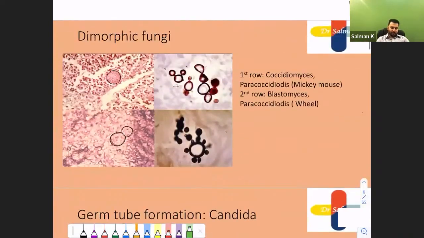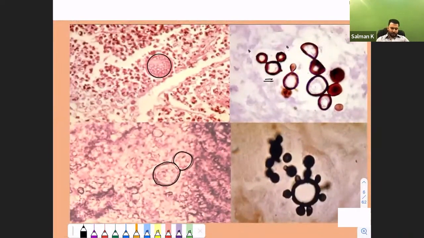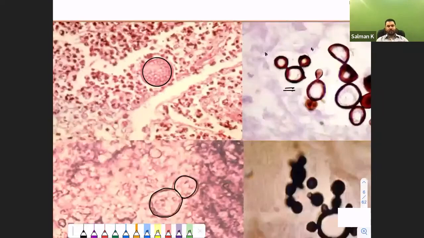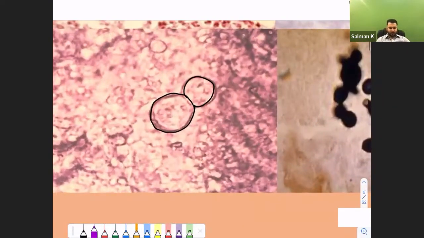Just see here, this is how you're going to identify them. This is the spherule filled with endospores seen in coccidioidomycosis. Try to remember it like that: coccidioidomycosis, spherule filled with endospores. Spherule means something round filled with spores. Okay. Next one, this is the one known as broad-based bud. Routinely, the budding should look like this, yes or no? The bud is small, but here you can see it is a very broad-based bud.